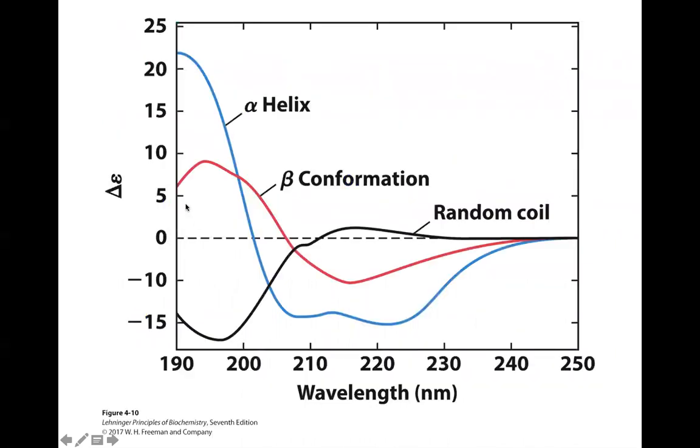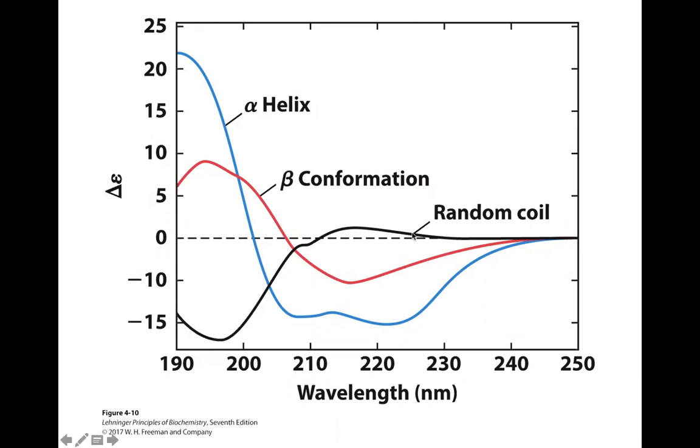So here you can see this is the difference between these left and right circularly polarized light, right? And you can see for alpha helix, you will see a curve where it starts up there in the positive region, crosses 0, goes to the negative region around 210 nanometers, and then flattens out around 240 nanometers. For beta conformation, similar pattern, but a little flatter, right? And the random coil, totally different. You can see it starts even in the negative region and then goes to 0 again.